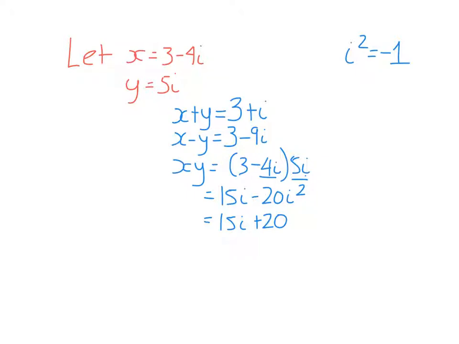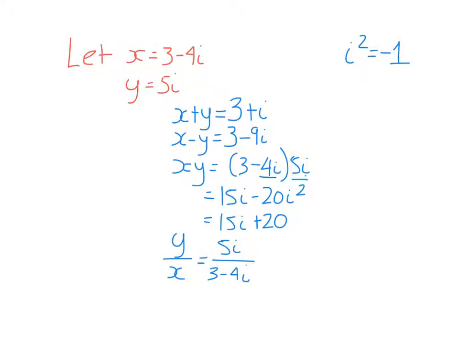Let's say I wanted to do y divided by x. So then I have 5i divided by this. I want to write it as a fraction. Now it's kind of like when we had an irrational denominator. We rationalized the denominator by timesing by a conjugate. And we're going to do the same here. We're kind of going to realize the denominator.